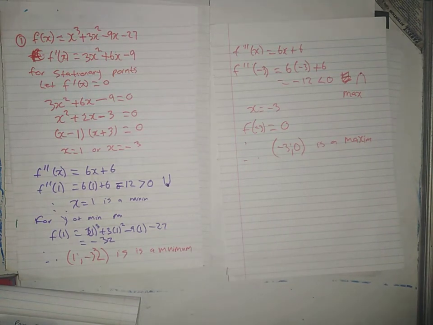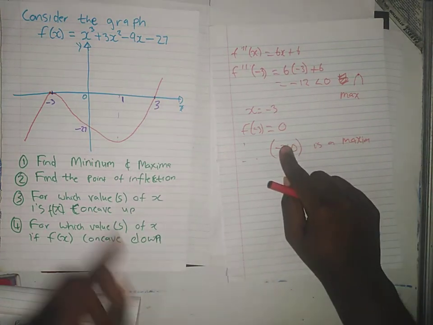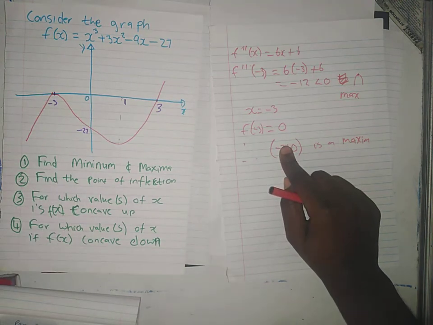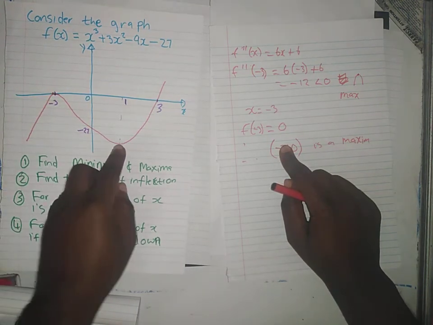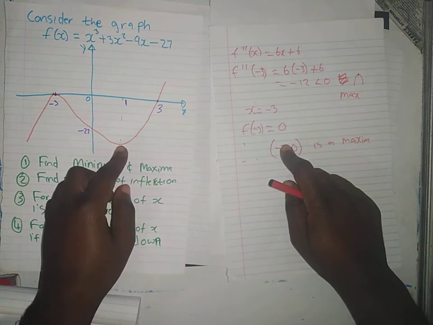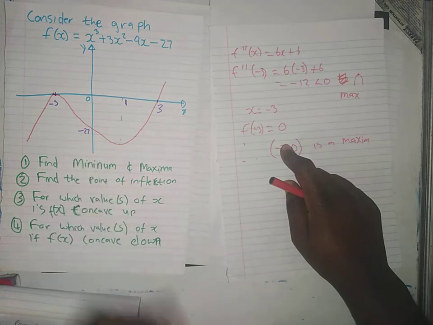Now I am very sure that if you get questions like this, you will definitely know how to play things out. And actually you can see at minus 3, where's minus 3? It's the maximum. The maximum is the hill, on top, and the minimum is in a valley, at the bottom of the bottom. That is where the minimum is.